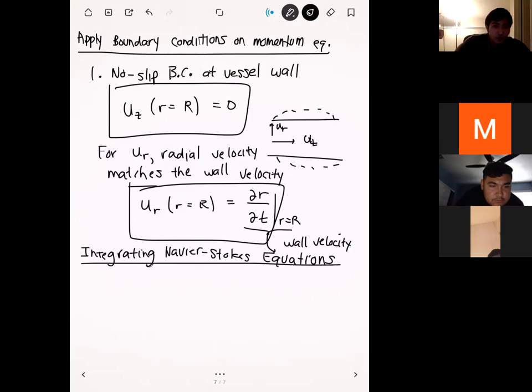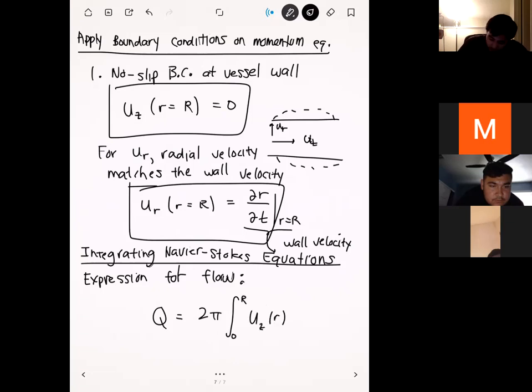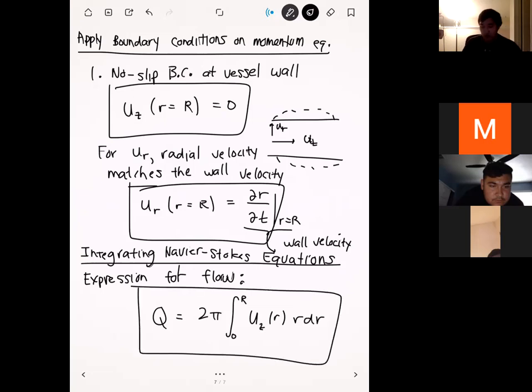Before we embark on that journey, I do want to remind you what the expression for flow is. This harkens back to our review of fluids when we talked about steady flow of fluid in a rigid vessel. Our formula for Q, the volumetric flow rate of the blood, is equal to 2 pi integral from 0 to big R of uz, which is a function of r, times r dr. This is just how flow is defined, explicitly as this integral. As we integrate Navier-Stokes, I want you to keep remembering this so that we can simplify some things for us.